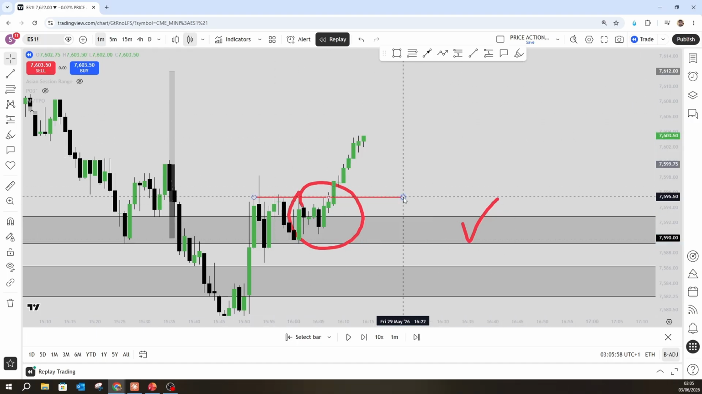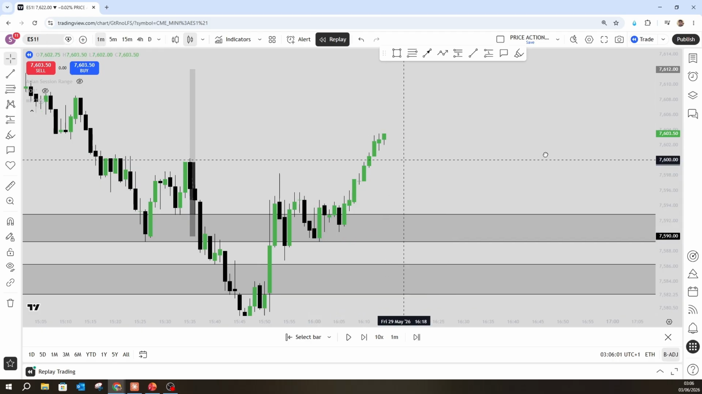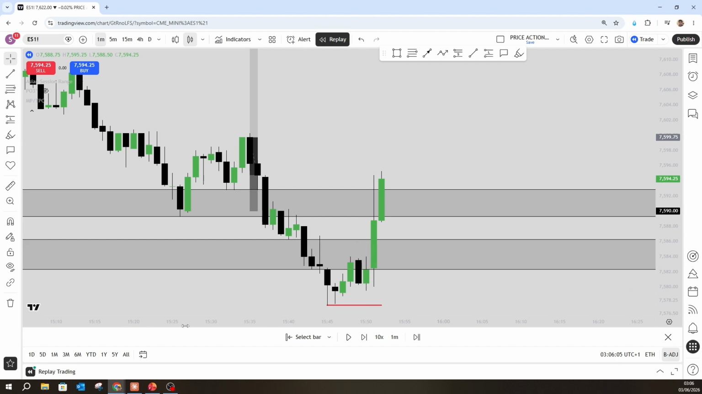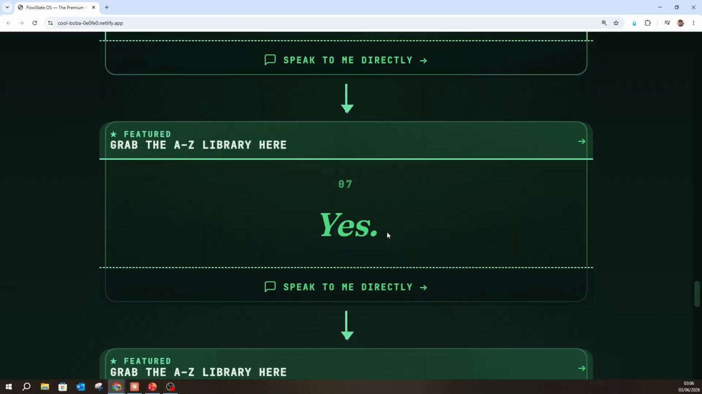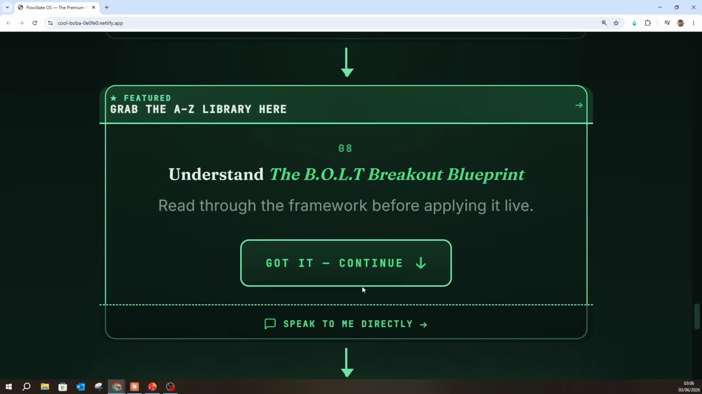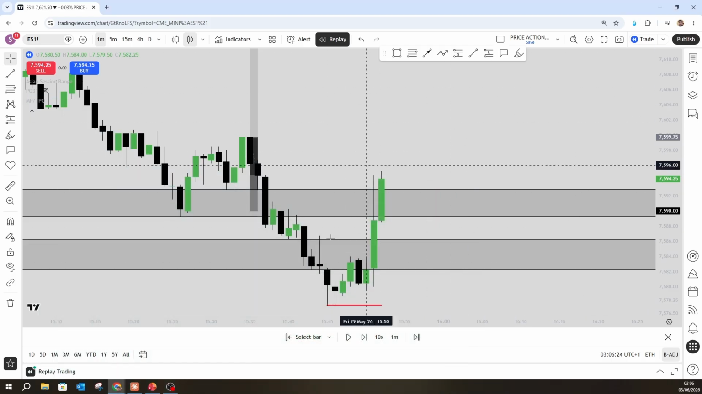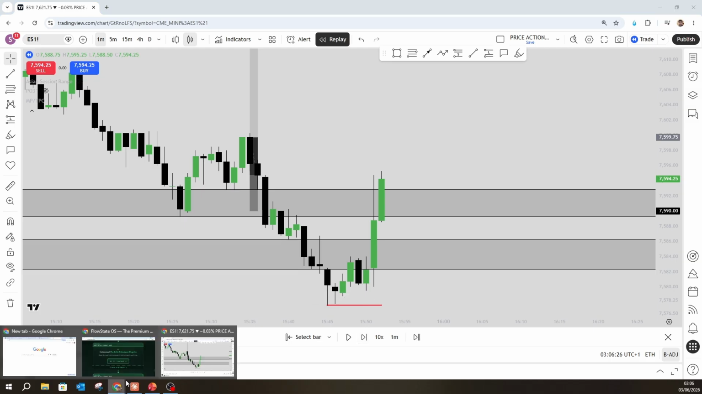So if we quickly break this down, I'm going to show you without the order flow in this video. But what we want to do here is, has price tagged into a key level? Yes. Price has tagged into a key level, okay? Now from here, do you understand the BOLT breakout blueprint? In other words, break, optimal retest, liquidity absorption, and then we pull the trigger. This is simply the framework you want to understand whenever price taps into a key level, okay?